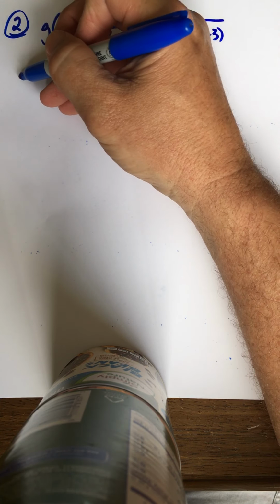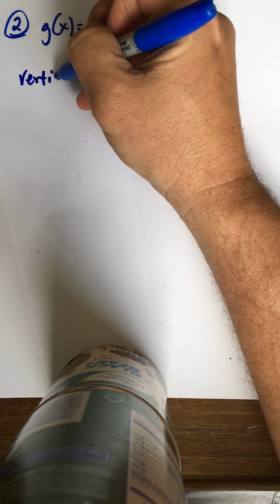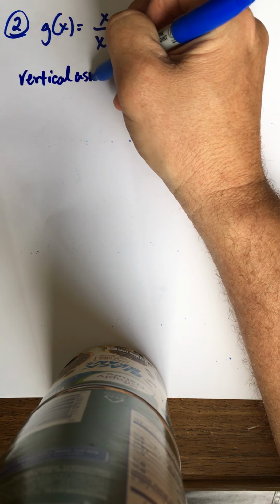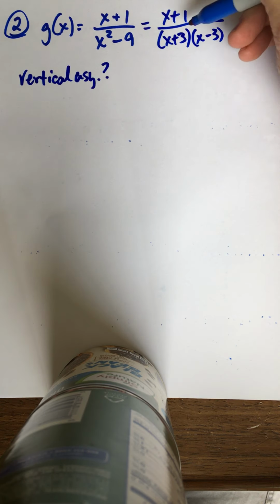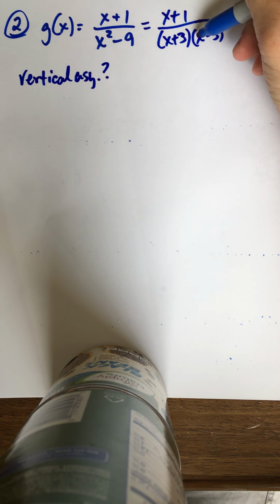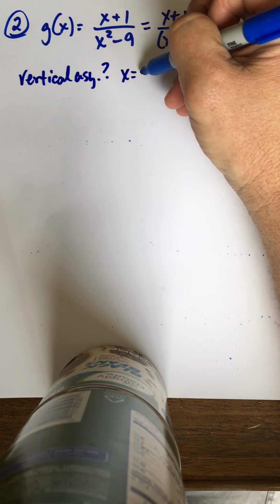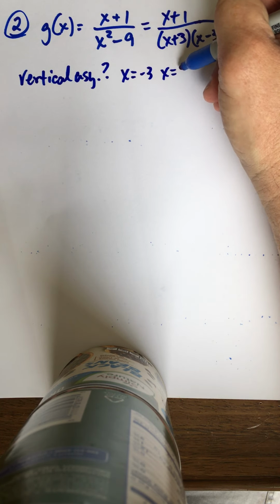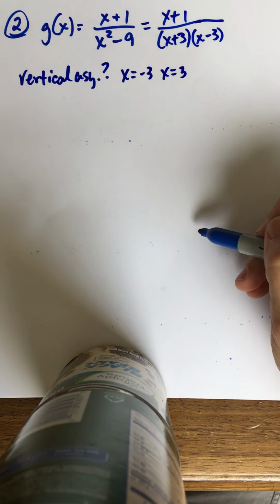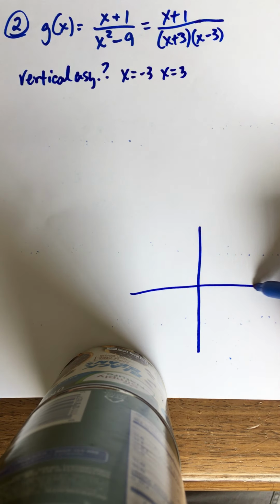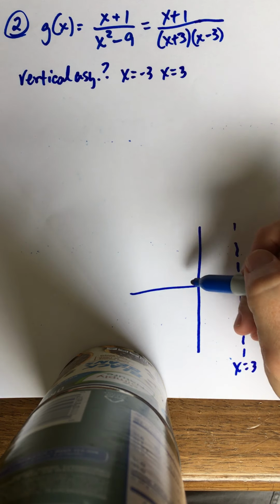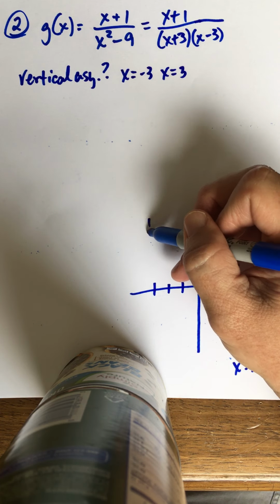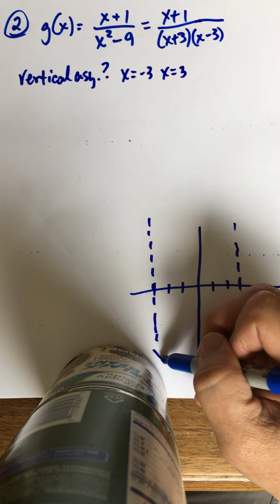The first thing we always look for are vertical asymptotes. For your vertical asymptotes, it's always whatever makes the denominator 0. I got 2 of them this time. X is negative 3, x is positive 3. So if we're drawing this picture, I would go to a positive 3 and do a vertical dotted line. Make sure you label that. And I go to x equals a negative 3, do a dotted line and label that.